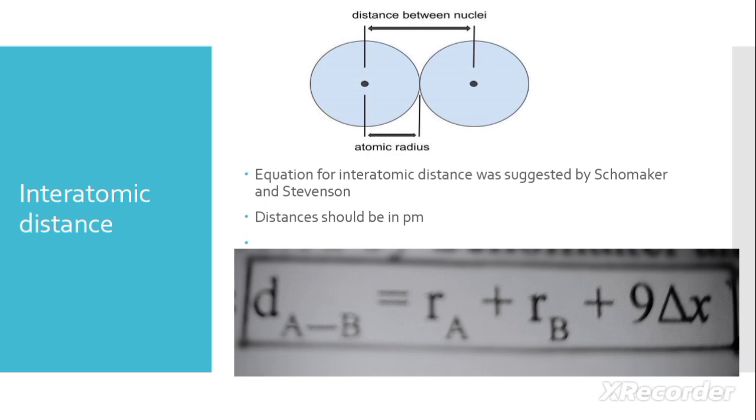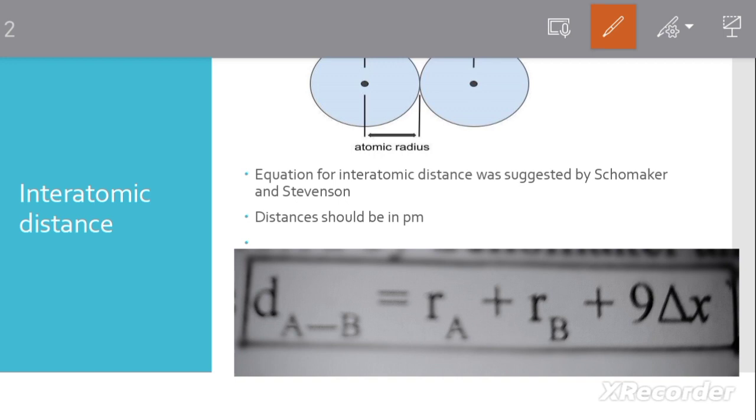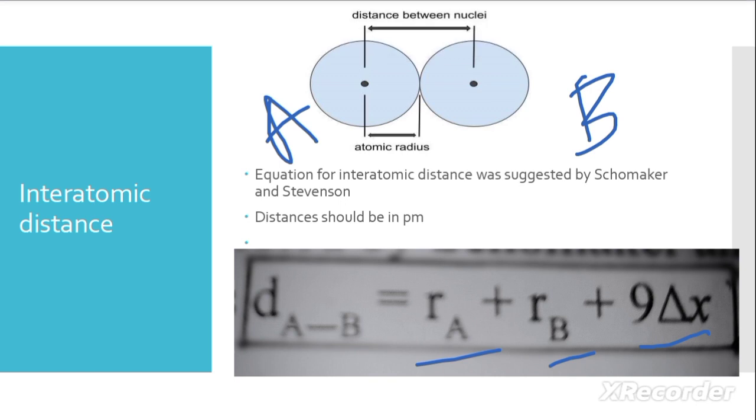So when the values are taken in picometers, there is an equation to find the distance between the 2 nuclei of 2 atoms, right? If we take this atom as A atom and this atom as B atom, here the atomic radius of A atom plus the atomic radius of B atom minus 9 times the difference of electronegativity of A and B according to the Pauling scale gives us the interatomic distance between A and B. Right? There was a past paper question on this equation, so you should remember this one also. This equation was derived by Schomaker and Stevenson.